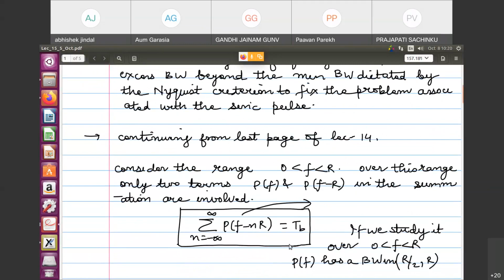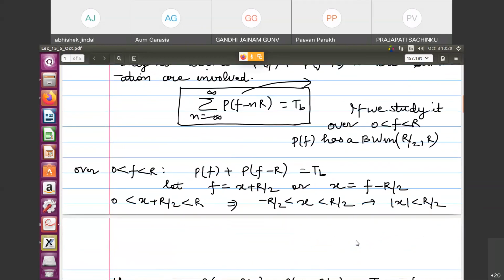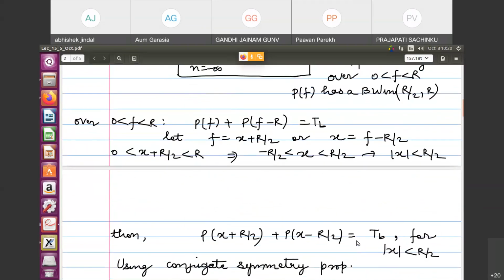You can say TB is the bit interval, not the bit rate. You should remember the difference between bit interval and bit rate. Bit rate is the number of bits per second. Bit interval is the time taken by a single bit, and they are reciprocal of each other. I think that is very much clear to you, but you should be specific in saying bit interval or bit rate.